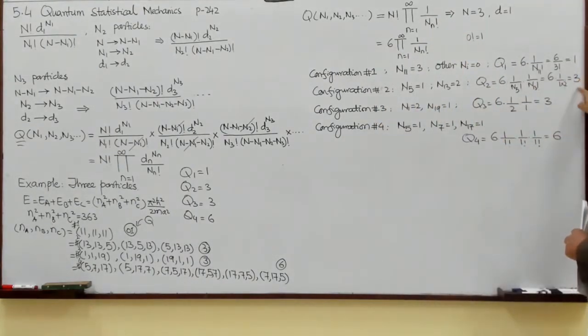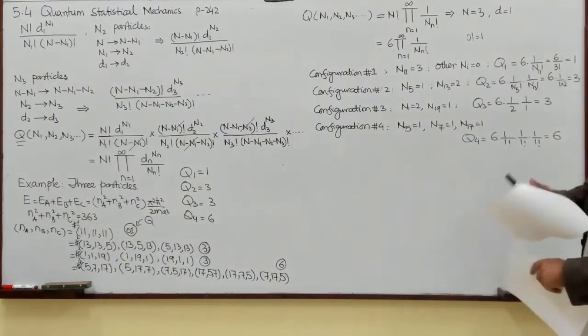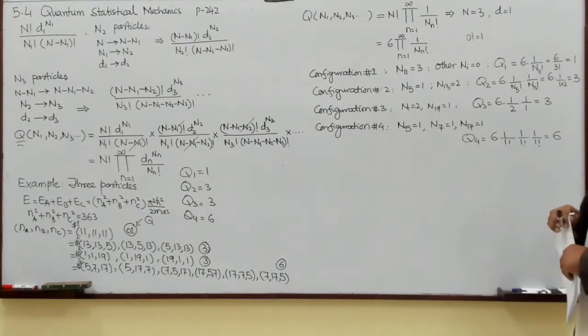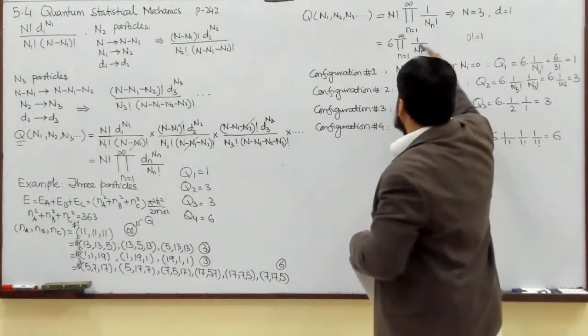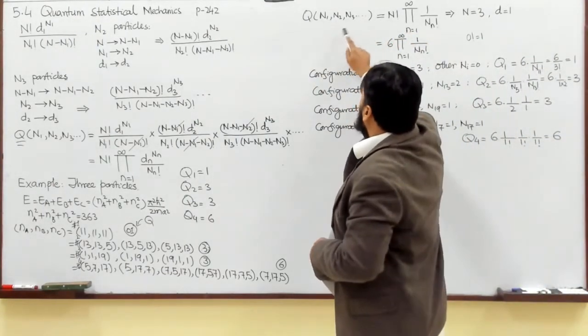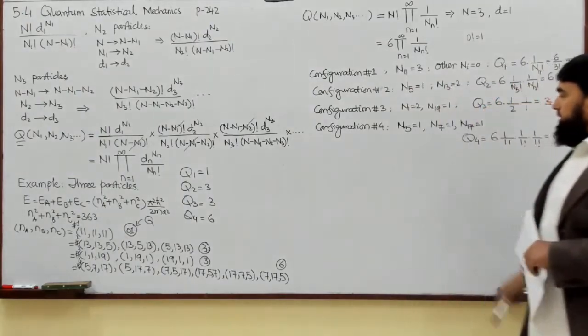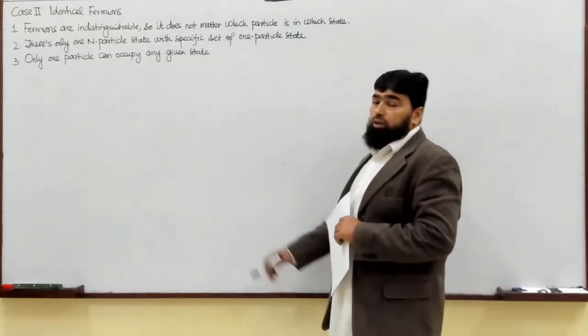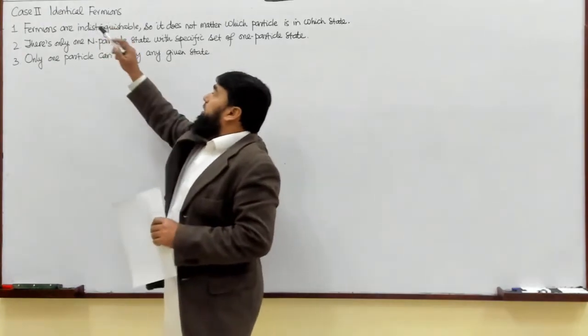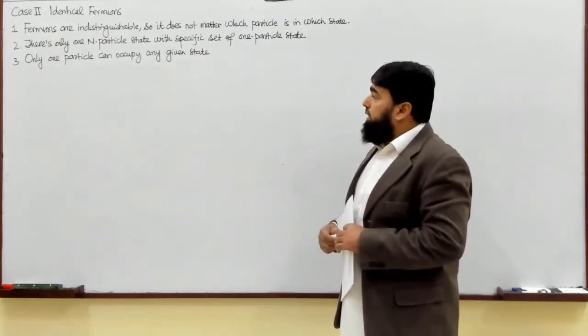We got the same number of configurations, the same number of possible combinations, the number of ways in which we can arrange these particles, and with this our generalized case for the identical particles is completed. We now start with case 2, and it is for identical fermions.